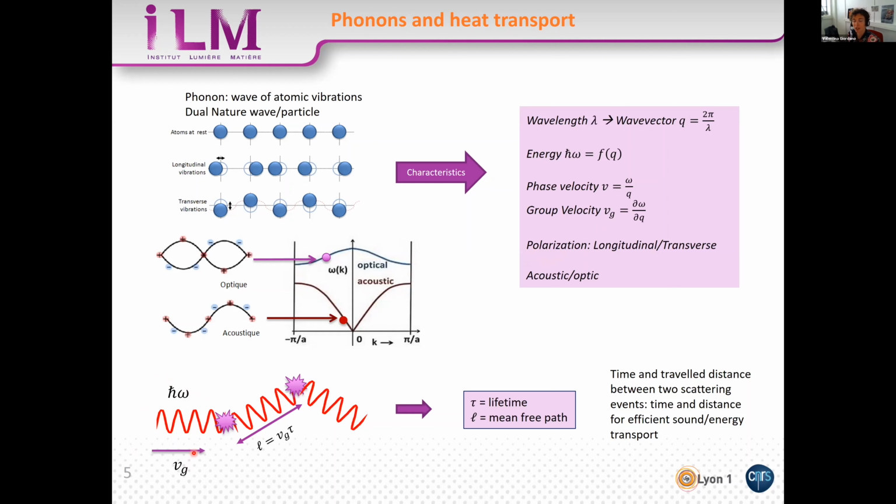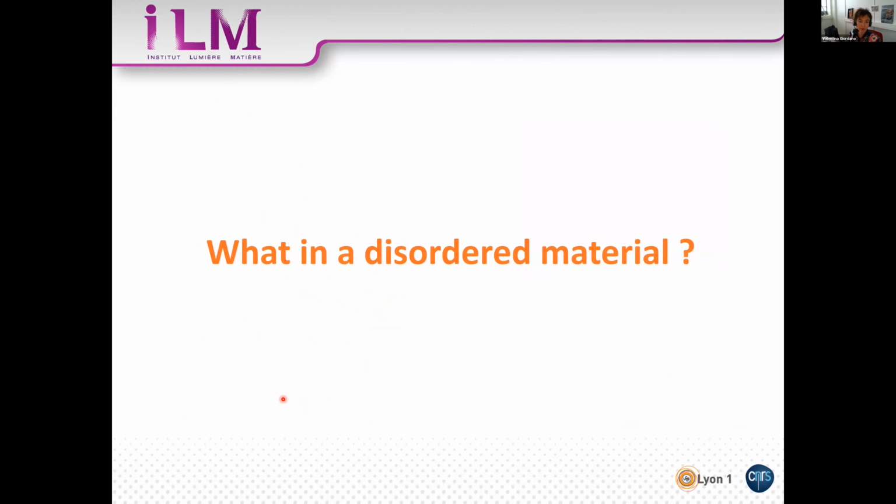And this is very efficient as long as the phonon is not scattered, but in real materials, it is scattered. So we can identify a typical time between 2 scattering events, which is the lifetime, and a typical distance between 2 scattering events, which is the mean free path. These 2 quantities represent time and distance for efficient sound and energy transport.